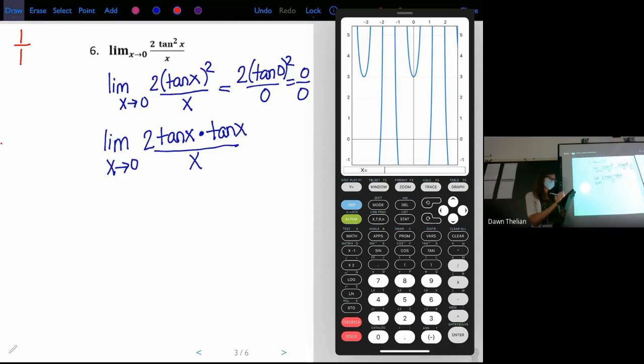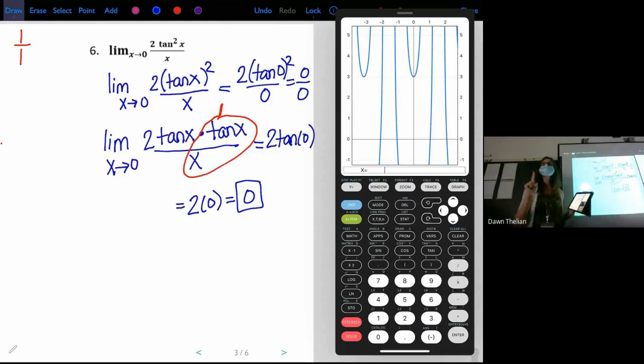So I can blob one of the tangents with an x. That goes to 1. But it didn't allow me to get rid of that other tangent. So I still have to plug in the 0 to tangent. The tan of 0 is 0. So this answer winds up being 0. And 0 is okay as a solution as long as it's not 0 over 0. Questions?